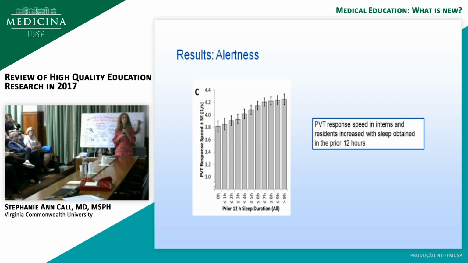So more alert is higher, and this is the prior 12-hour sleep duration. So if they have no sleep, they're less alert, and it goes up over time. And as you can see, 7 hours becomes fairly critical. That's really where you see it plateau. So 7 is not just a number pulled out of the air. It's a number that truly is validated.